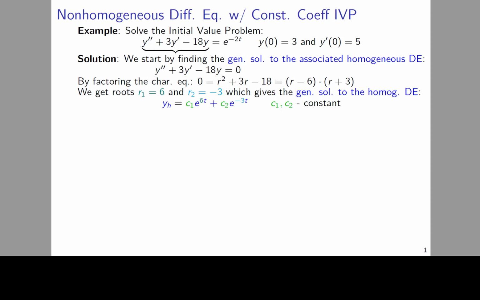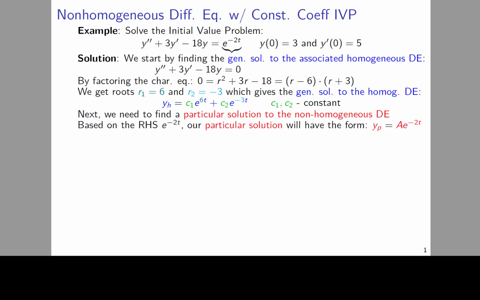Now, to find the general solution to the non-homogeneous differential equation that we started with, we next need to find the particular solution to that non-homogeneous differential equation. Based on our right-hand side, e^(-2t), our particular solution will have the form y_p = a e^(-2t), for a constant a. Using this, we get that the first derivative, y_p', is -2a e^(-2t), and the second derivative, y_p'', is 4a e^(-2t).